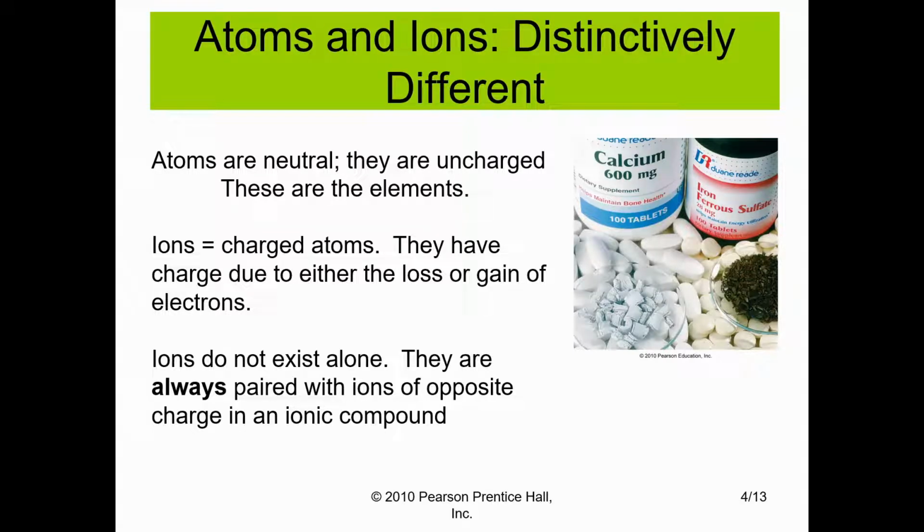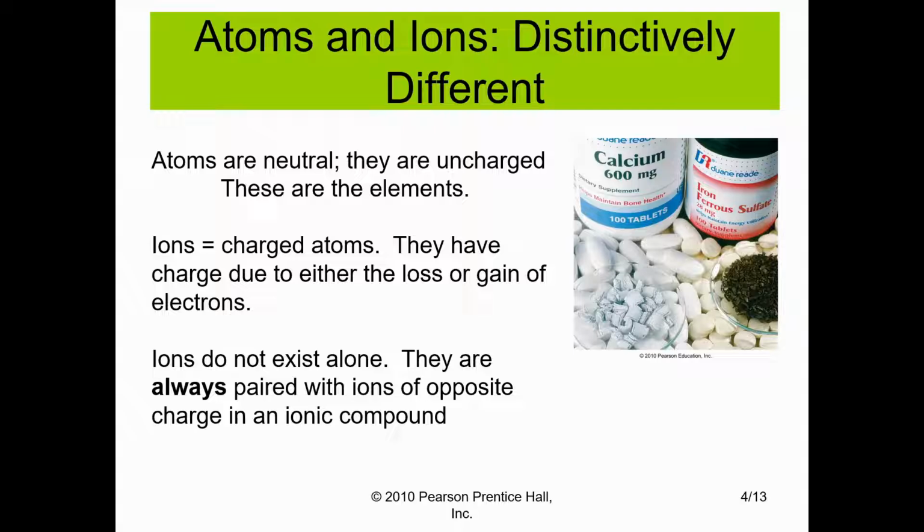Let's take a moment and talk about the distinction between atoms and ions. Atoms are neutral. These are uncharged versions of the elements. When we take one of these atoms and either give it an extra electron, or take from it an electron, it becomes an ion which has a charge. So ions are charged atoms.